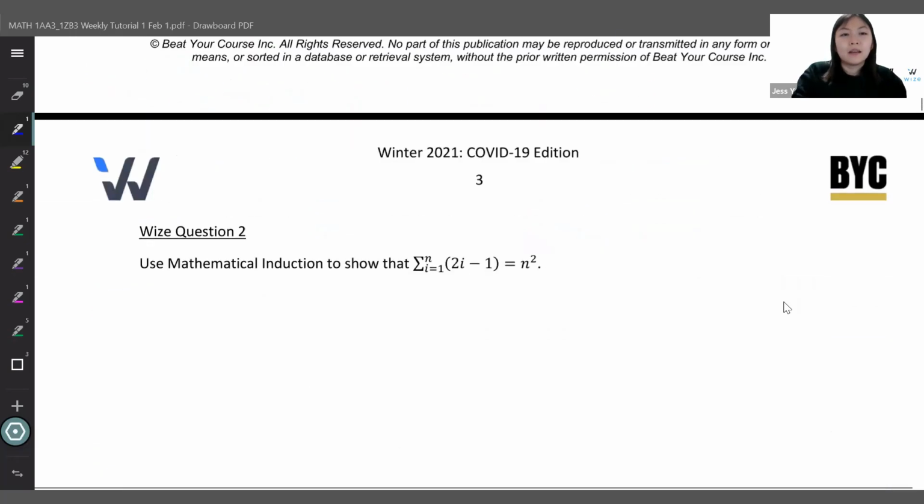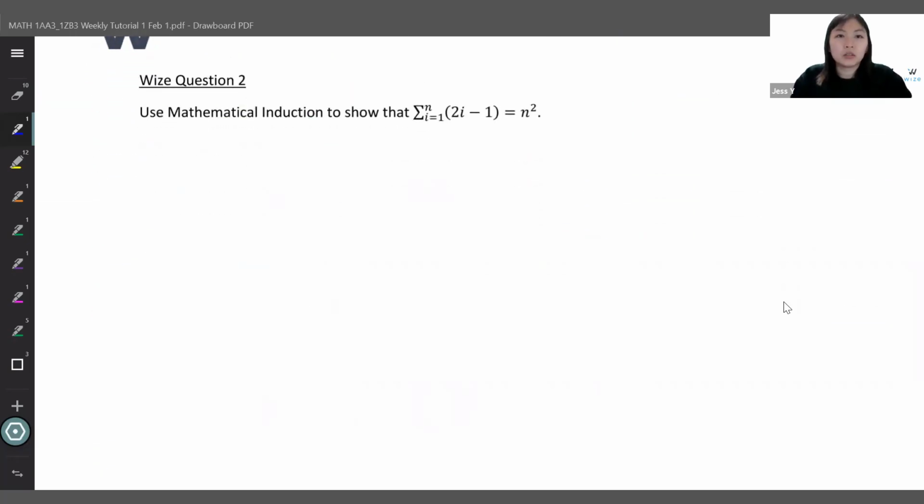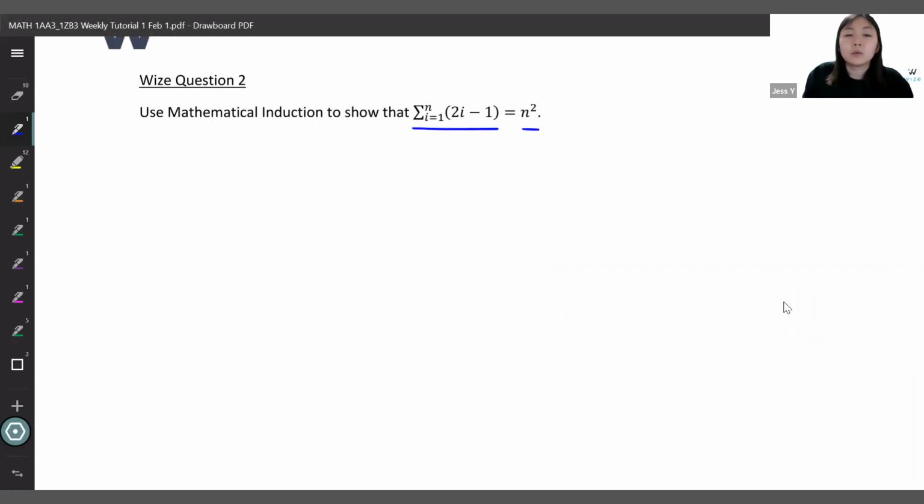Next up, we have mathematical induction. So, like I said, mathematical induction is used to show that a statement is true. So we want to show that the sum where i goes from 1 to n of 2i minus 1 equals n squared using mathematical induction. So step one, we have the base case, meaning when n is the smallest number possible. So when n equals 1. All right, so let's start there.